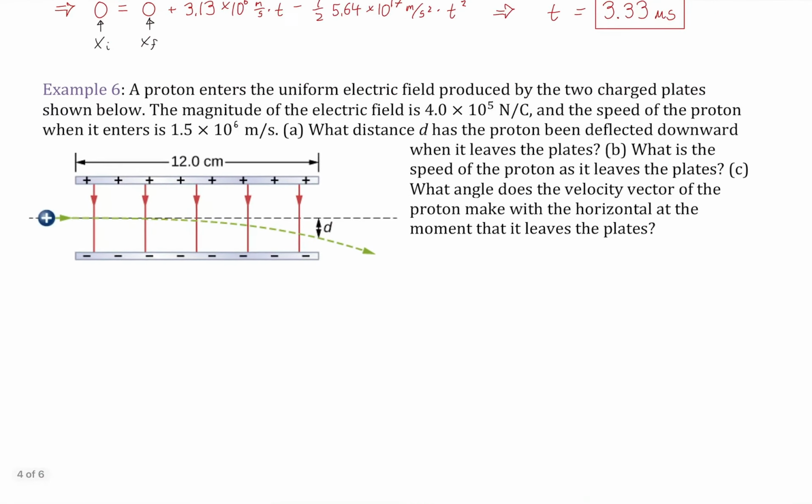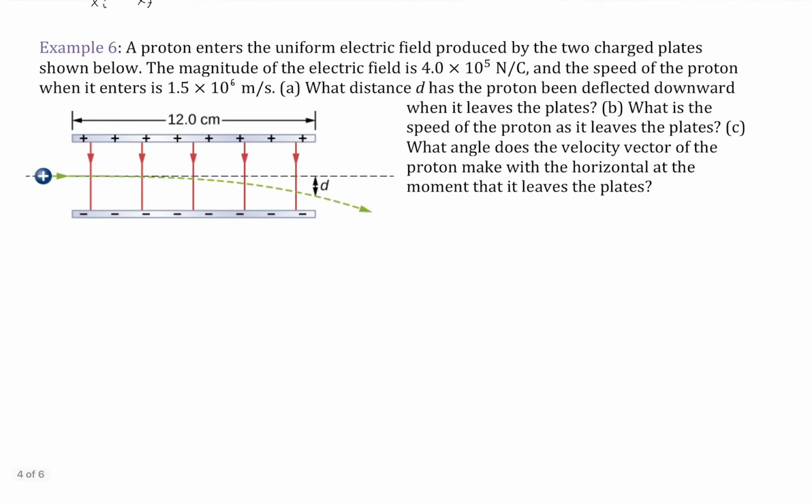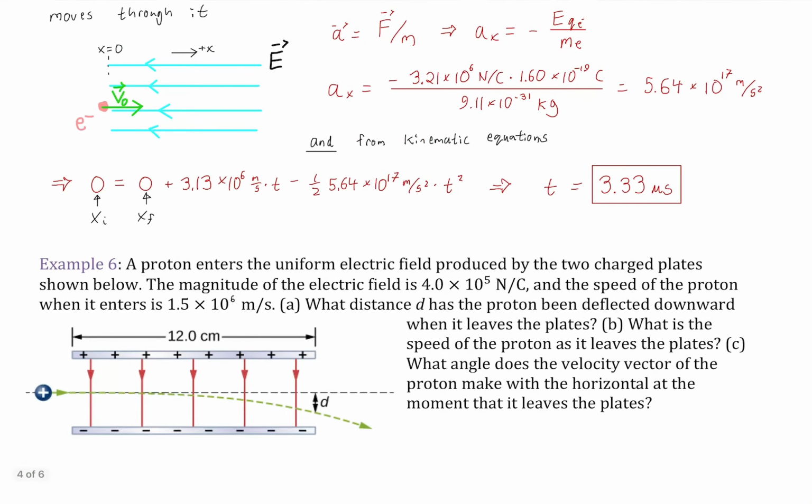So the only difference here with example 6 is it's two-dimensional. So I want to just run through that. A proton enters the uniform electric field produced by the two charged plates shown below. And this proton is going to get pulled in the direction of the electric field. I actually made a goof here, and I drew the electric field pointing in the direction that the electron would travel. In this case, the electron gets pulled opposite the field lines, right? And so I should have drawn all the field lines pointing this way. This should be the electric field. I'll absolutely correct that.